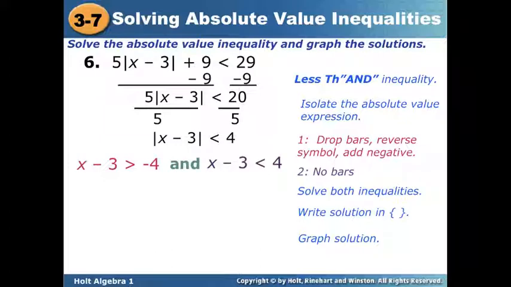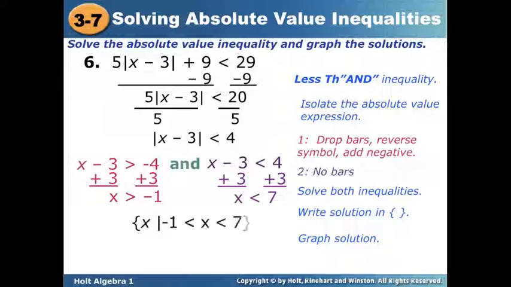This is a less than problem, so it'll say and. The second inequality, we just have no absolute value bars. Just copy the problem as it is. X minus 3 is less than 4. Check your solutions when you solve. We should have added 3 to both sides. So we get x is greater than negative 1 and x is less than 7.